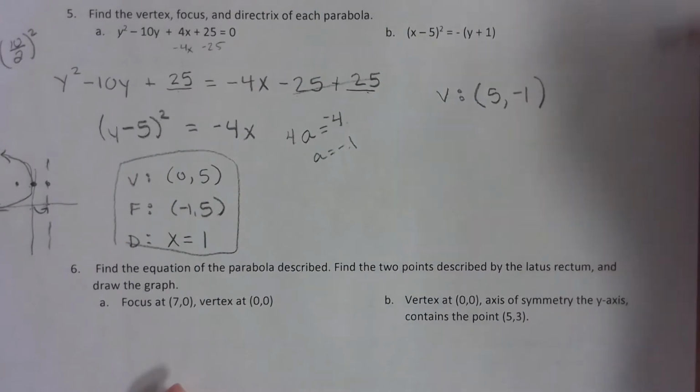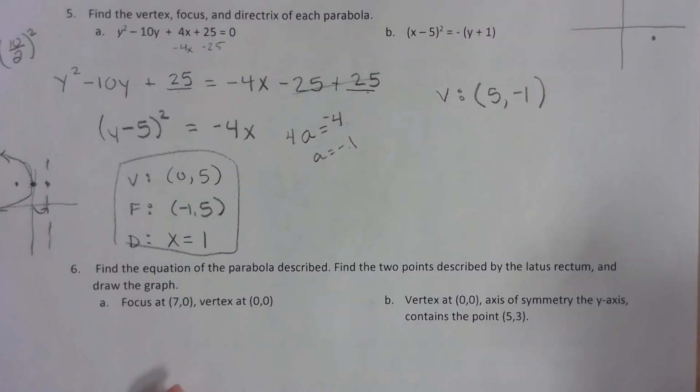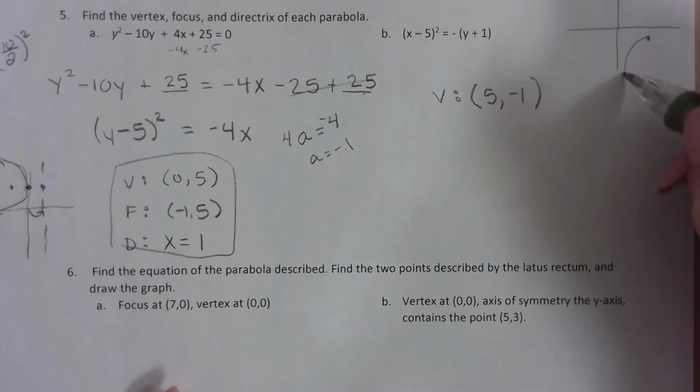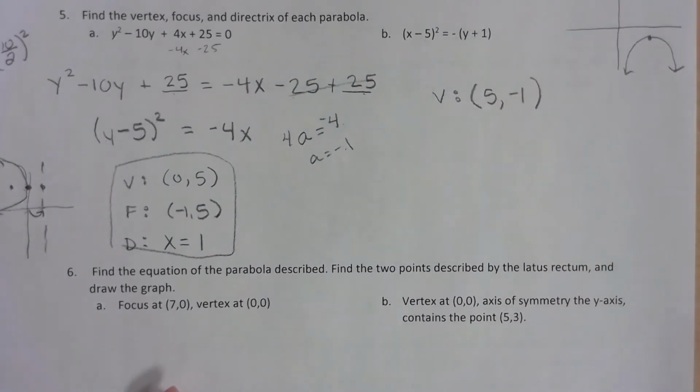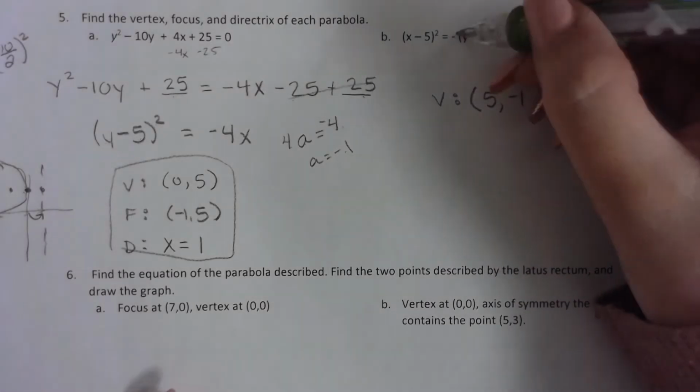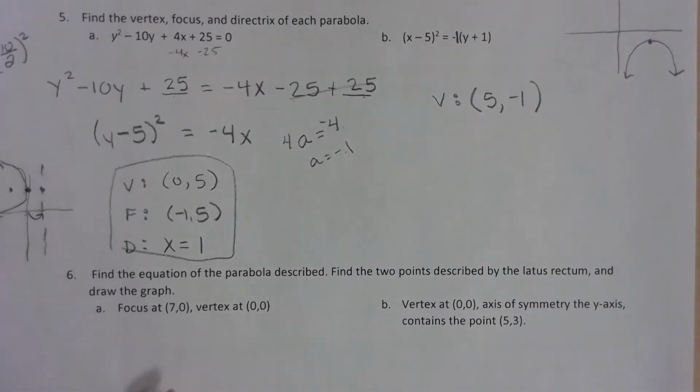So I know my vertex here is at positive 5, negative 1. Because this is an x squared and it's negative, it's going to be opening down. So I know that much at least. Now I need to figure out my a value. Well, this is really 1. That's like a negative 1.